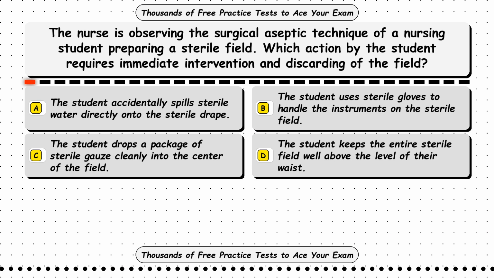Question 120. The nurse is observing the surgical aseptic technique of a nursing student preparing a sterile field. Which action by the student requires immediate intervention and discarding of the field? Option A. The student accidentally spills sterile water directly onto the sterile drape. Option B. The student uses sterile gloves to handle the instruments on the sterile field. Option C. The student drops a package of sterile gauze cleanly into the center of the field. Option D. The student keeps the entire sterile field well above the level of their waist.